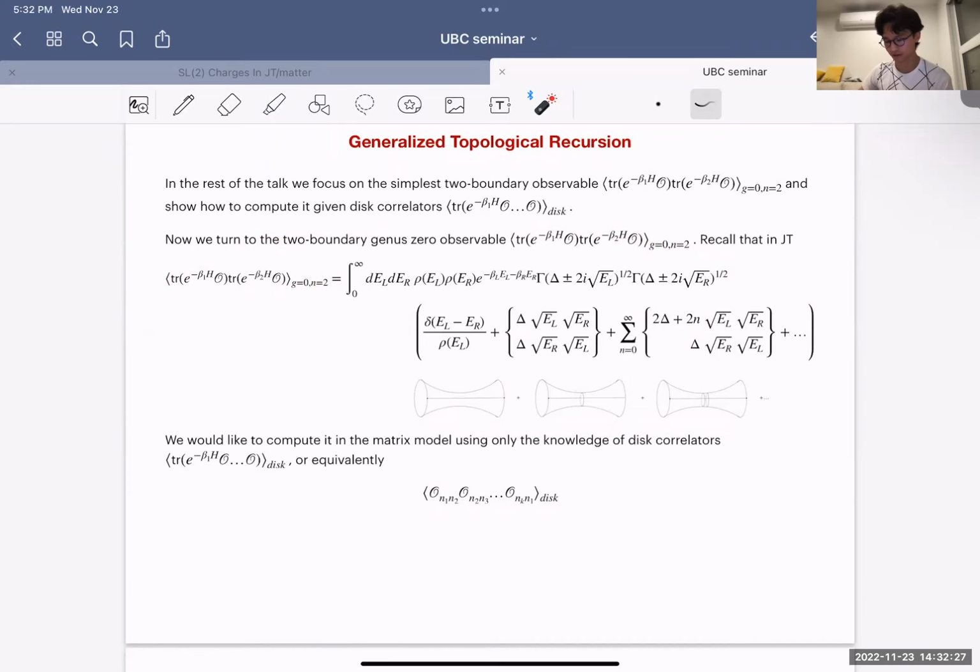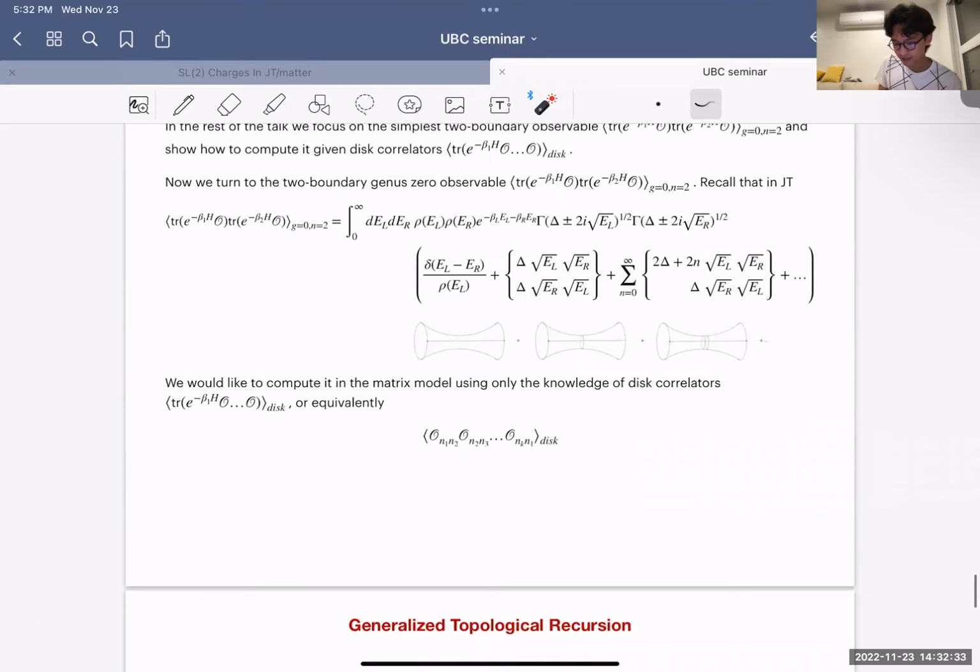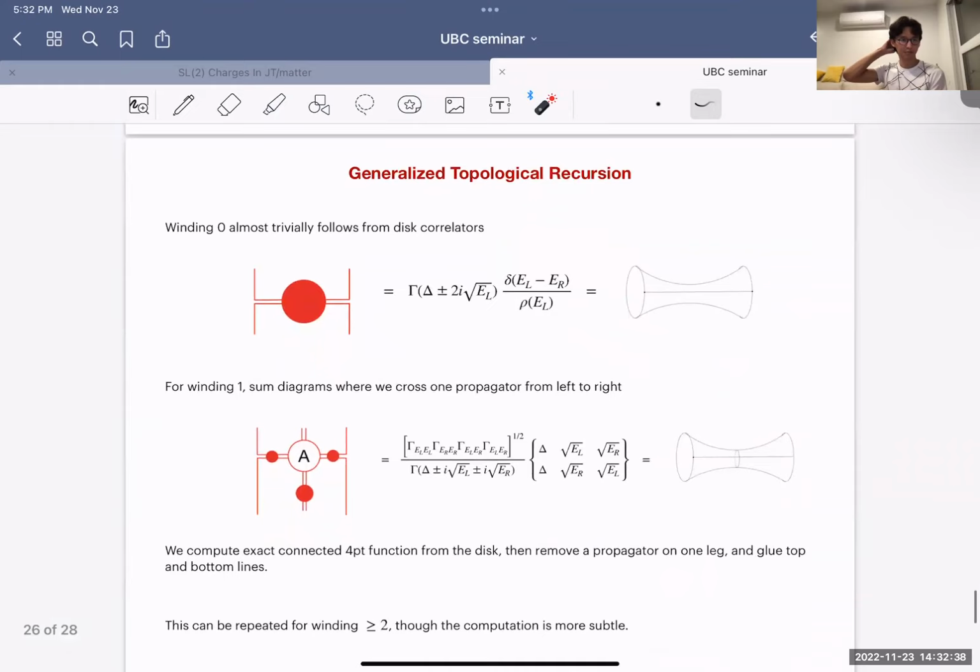Well, how do we do that? Well, let's start with the first term. So how do we do that in the matrix model? Well, in the matrix model, what I should tell you is what diagrams you need to sum over in order to get that answer. So to get this first term, it's kind of almost trivial.